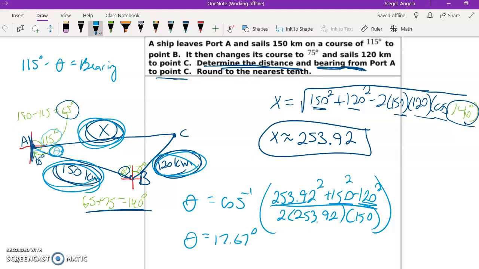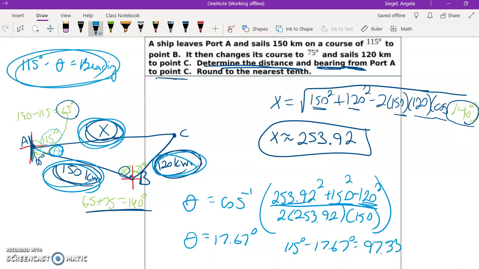And so once you do all the math, the cosine inverse is 17.67. So let's go back to this up here. I'm going to take 115 minus 17.67, and my bearing is 97.33 degrees. And that's it, guys.